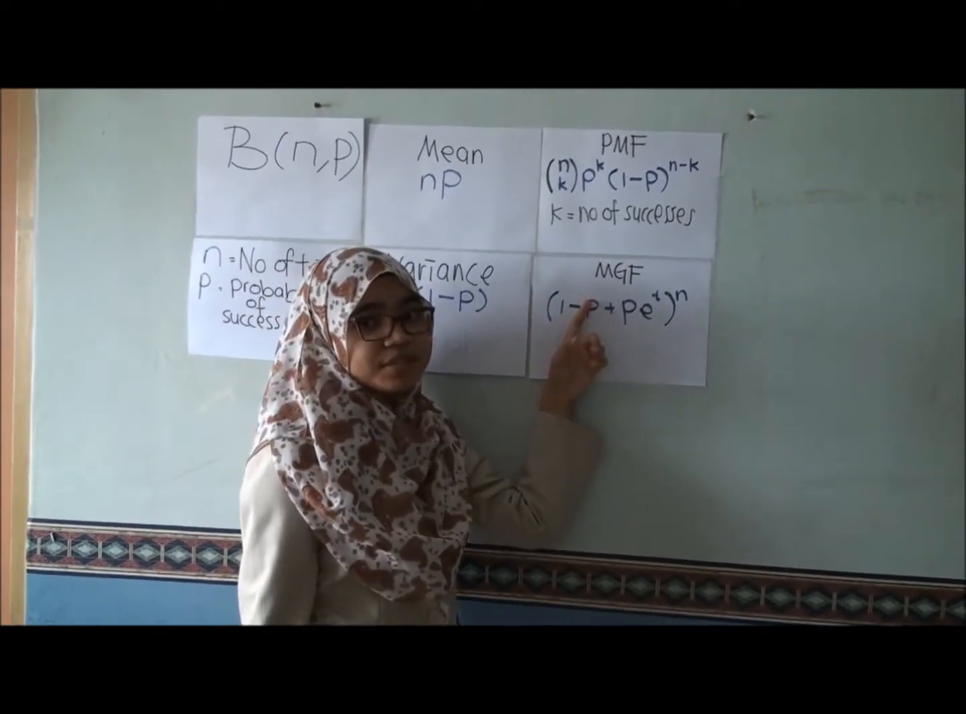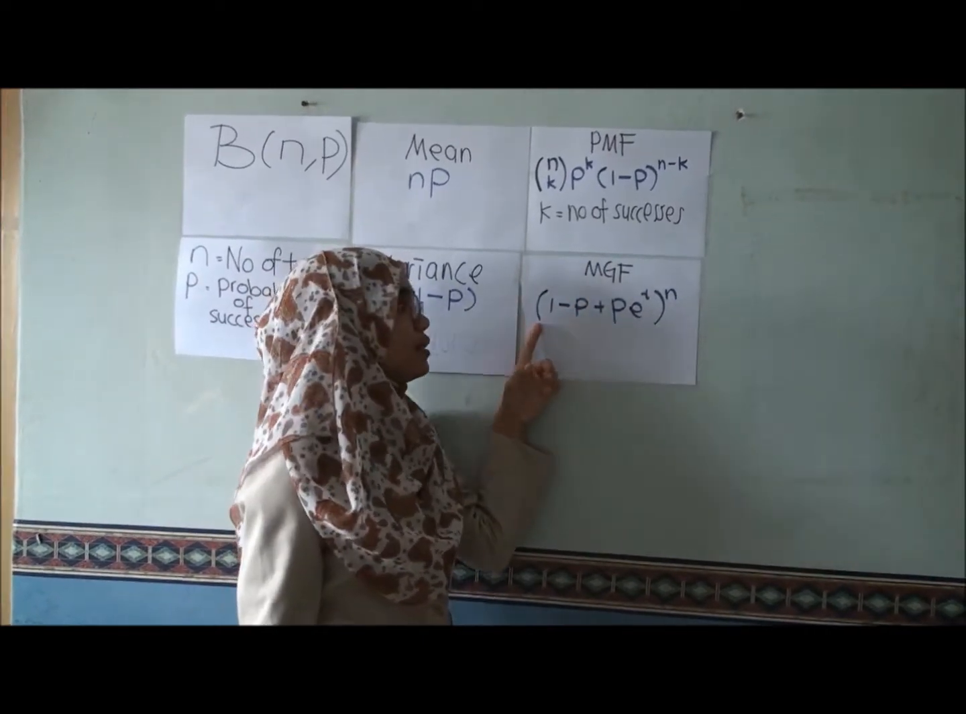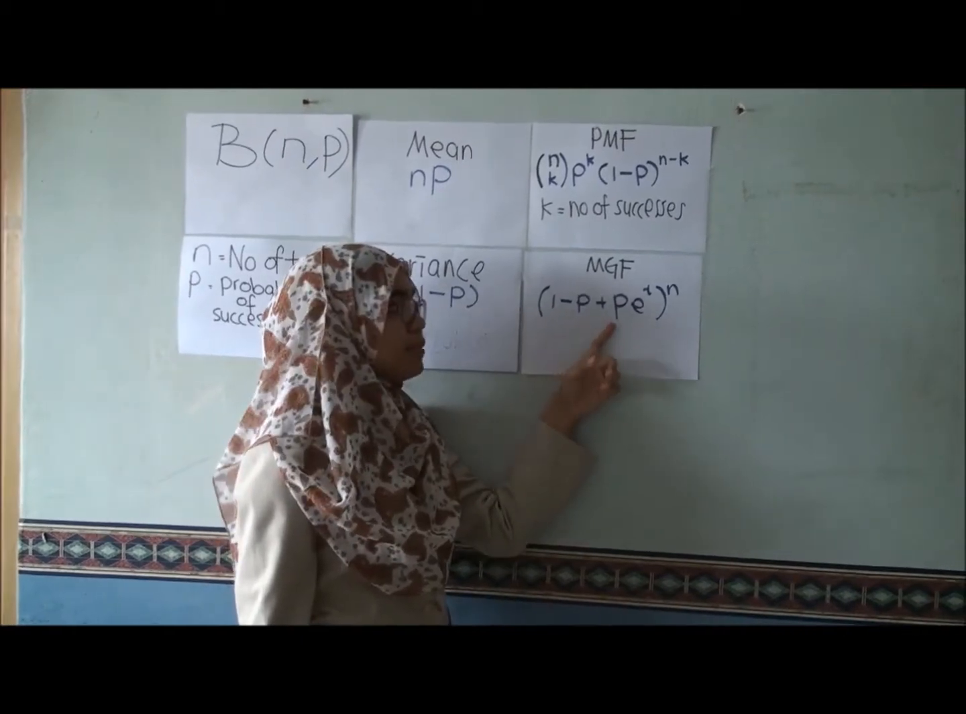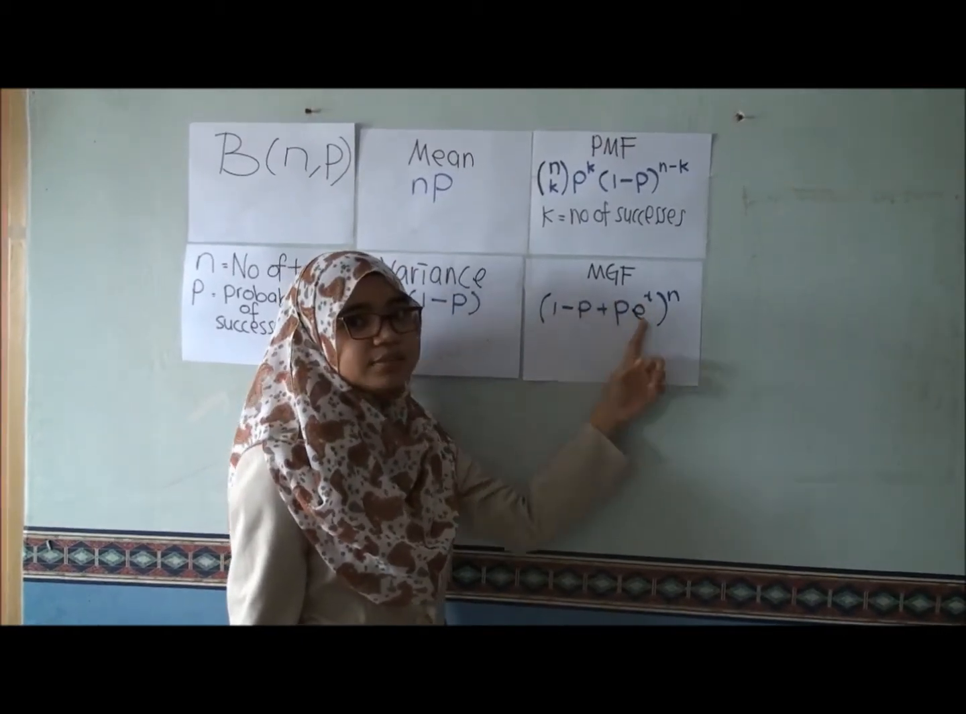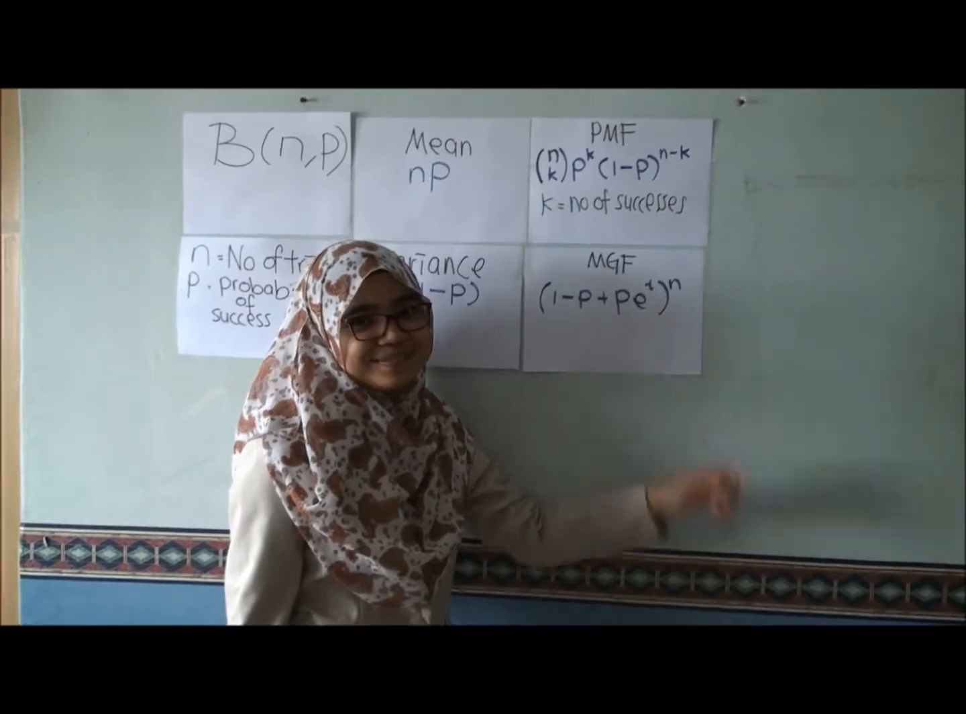For the MGF, moment generating function, it is 1 minus p plus p e to the power of t, the whole thing to the power of n.